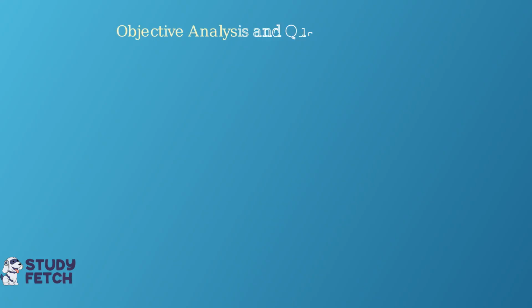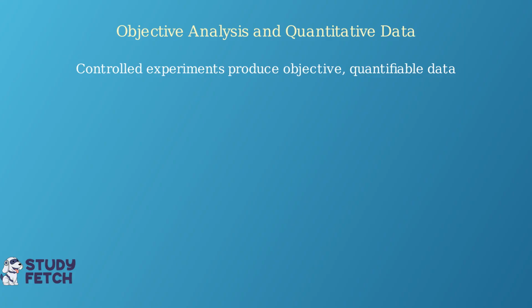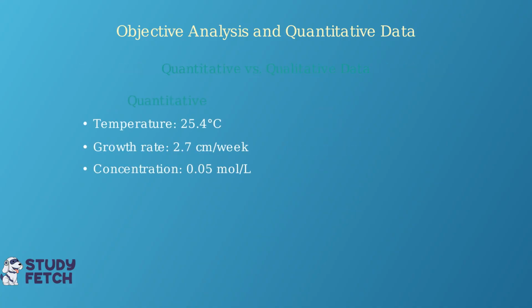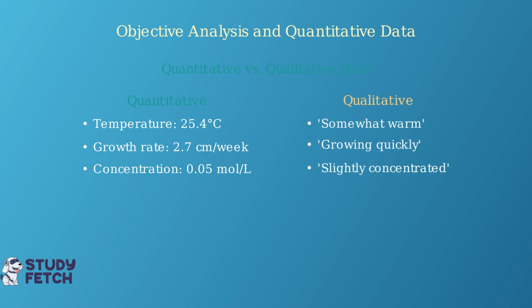In controlled experiments, objective analysis and quantitative data are essential for drawing reliable conclusions. Objective analysis reduces subjective interpretation and bias, making experimental results more reliable. Quantitative measurements provide precise numerical data that can be analyzed statistically. In contrast, qualitative observations are subjective and difficult to analyze with precision.